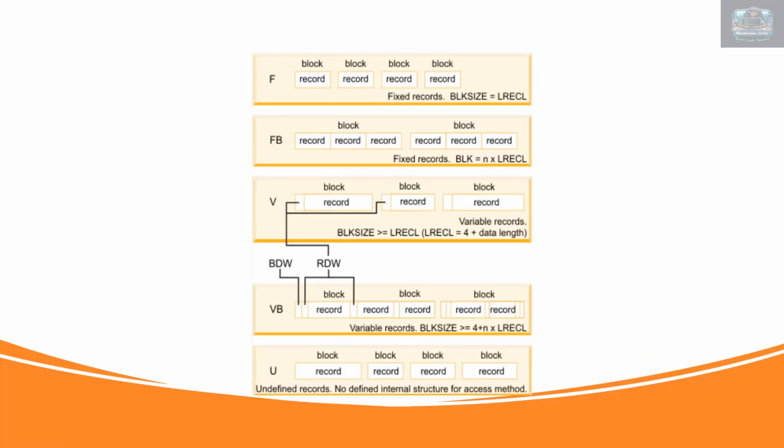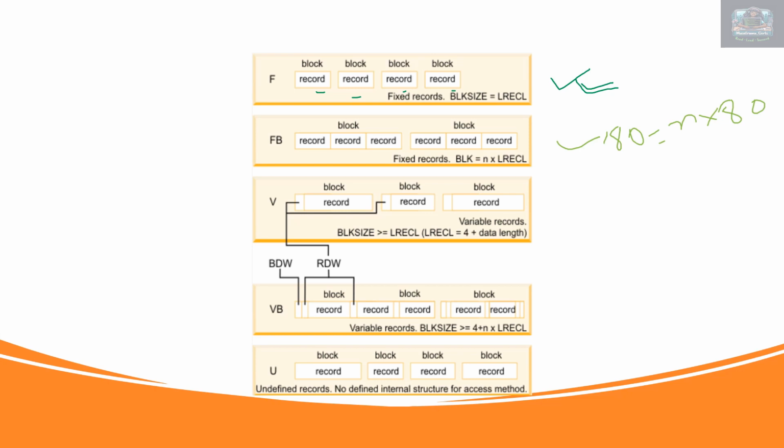This is a small picturization of what the record formats are. Here is the fixed record format, in which we know that the block size is equal to the record length. So all the record lengths are equal to the block size. Next comes fixed block, where the block size is an integral multiple of the record length. If you take the record length as 80, then the block size would be n into 80.